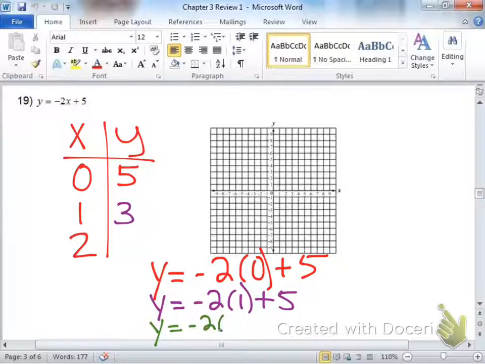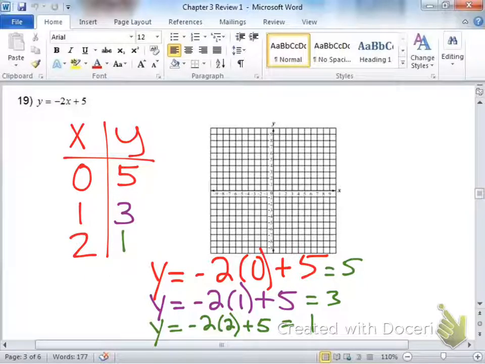And then last we'll plug in the 2. So -2 times 2, that's -4. And -4 plus 5 is 1. So again, I got 5 here, I got 3 here, I got 1 here, and those are the Y values that go with whatever X value I plugged in. Once you have all 3, you can graph them.